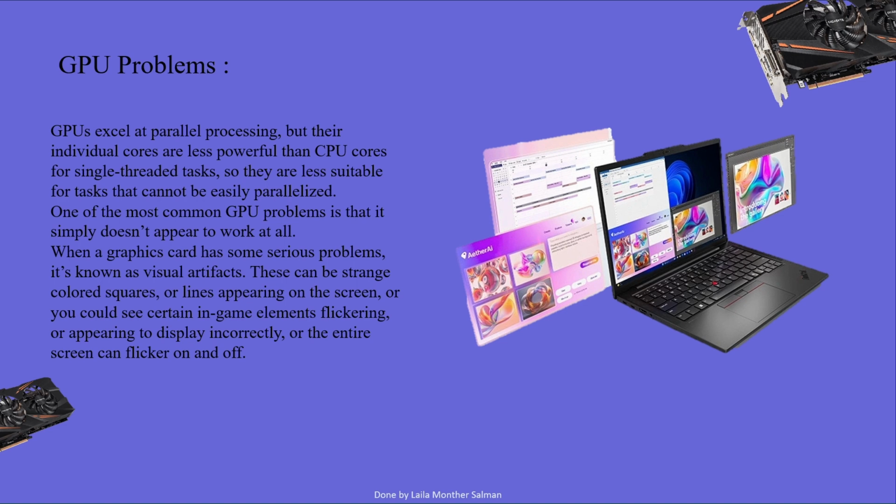When a graphics card has some serious problems, it's known as visual artifacts. These can be strange colored squares or lines appearing on the screen, or you could see certain in-game elements flickering, or appearing to display incorrectly, or the entire screen can flicker on and off.